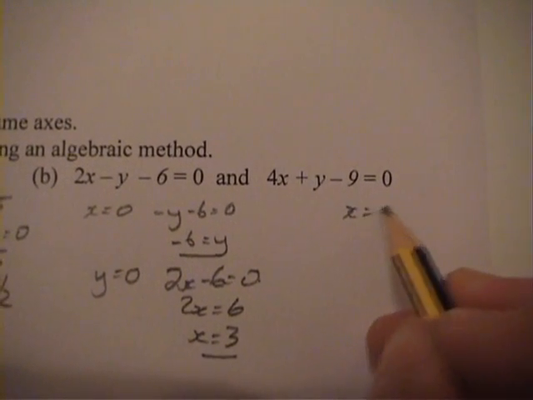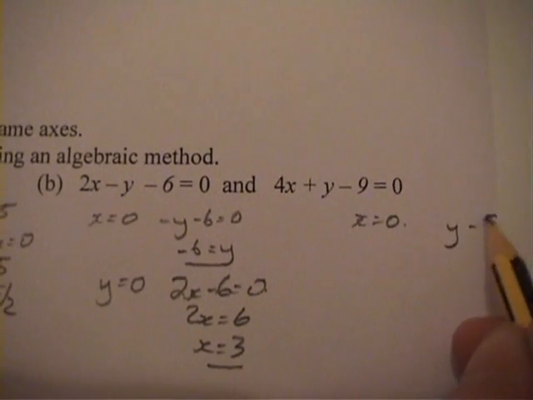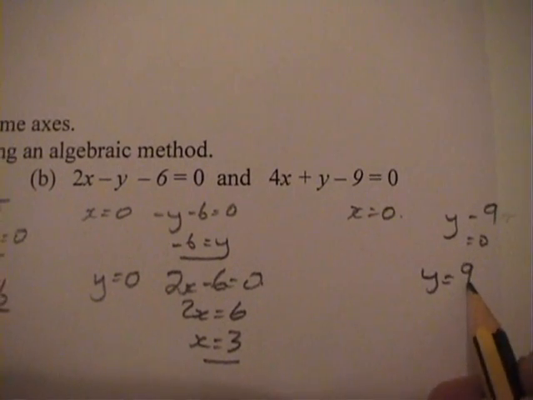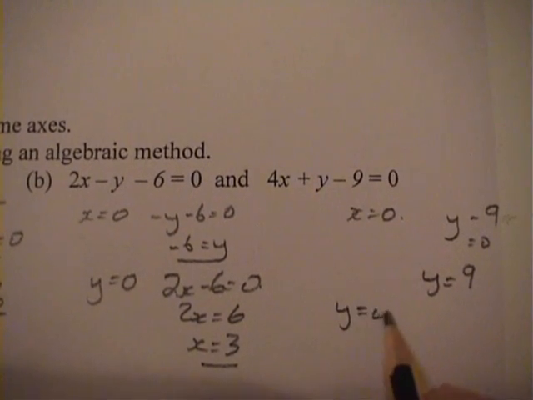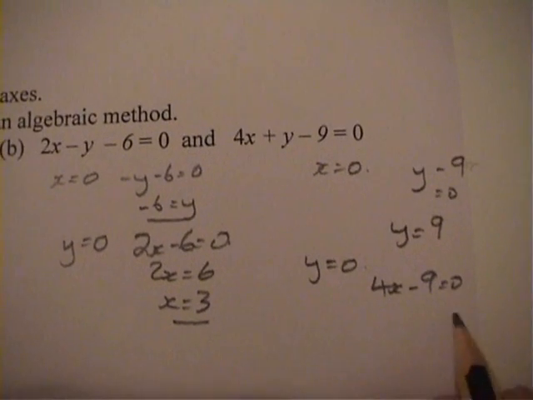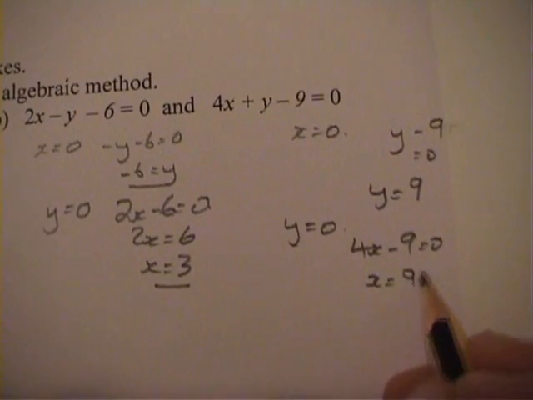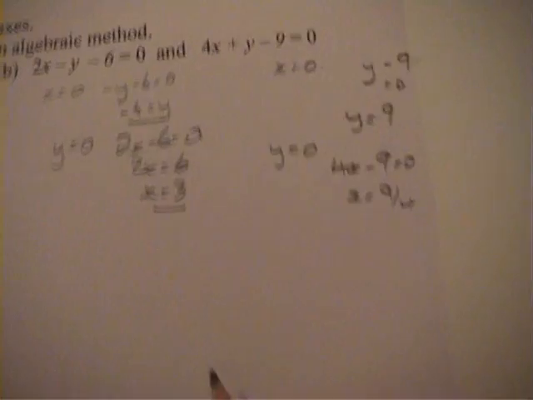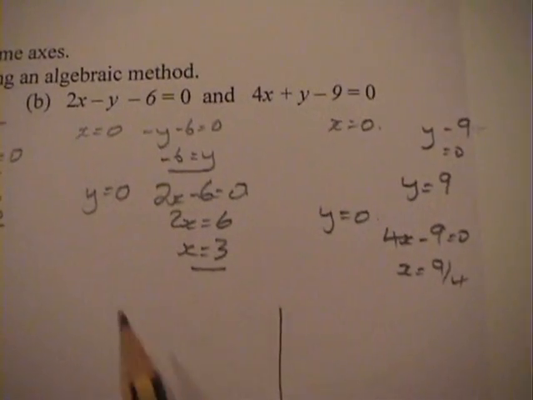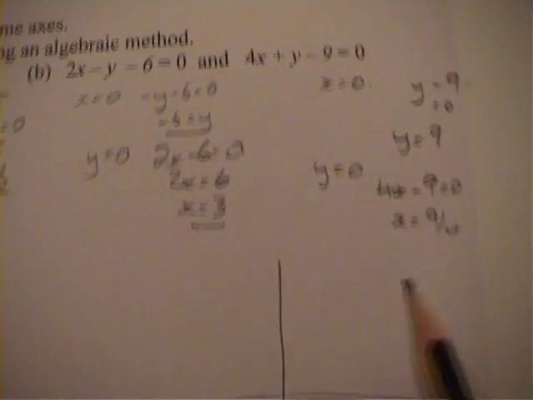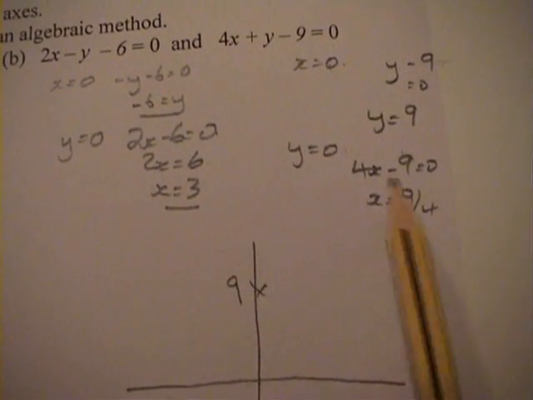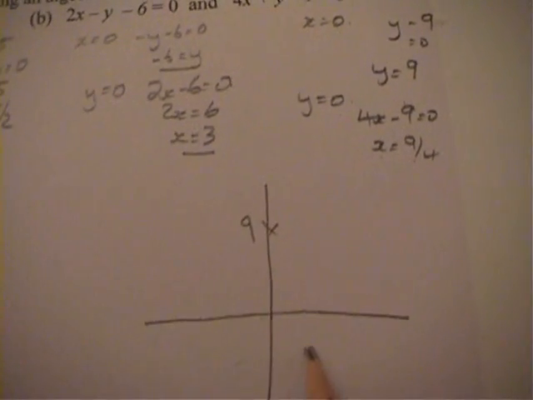When x is 0, we get y minus 9 equals 0. And so y is 9. And when y is 0, 4x minus 9 is 0. Add 9, divide by 4, 9 over 4. That's 2 1/4. So we sketch those then. Let's sketch these. When x was 0, y was 9. When y was 0, x was 9 over 4.